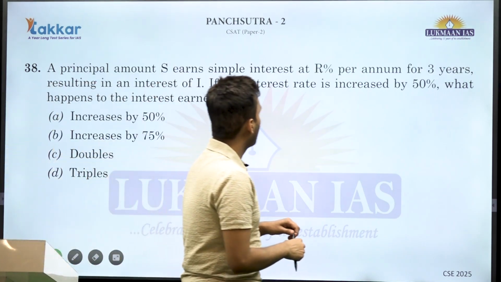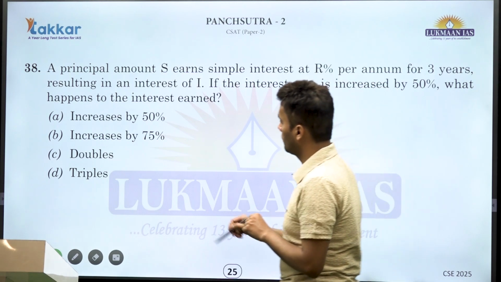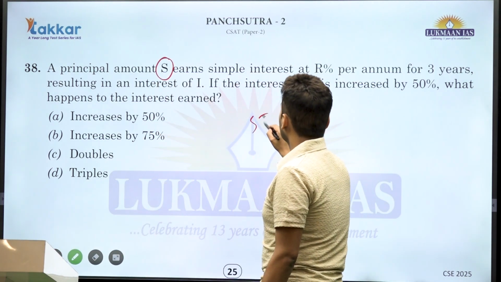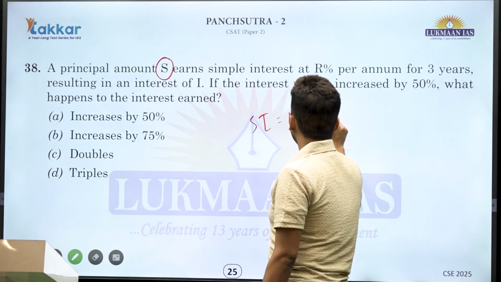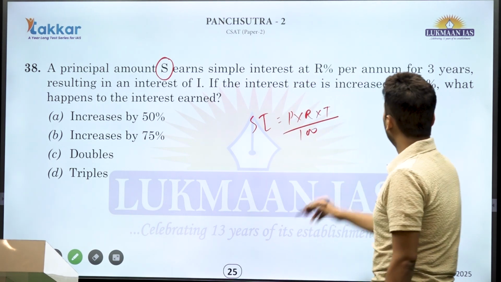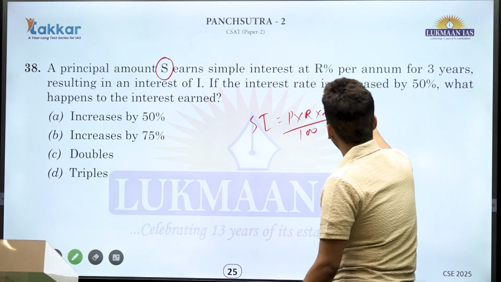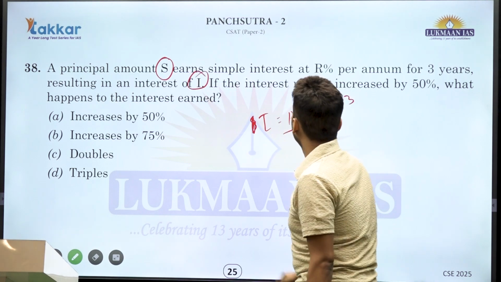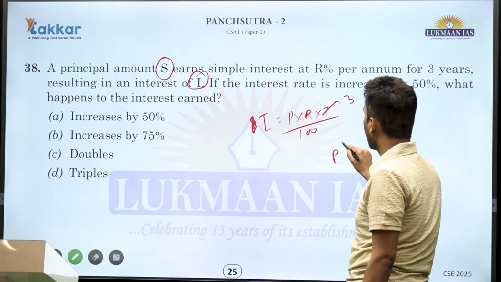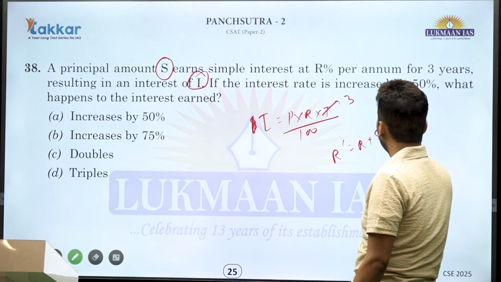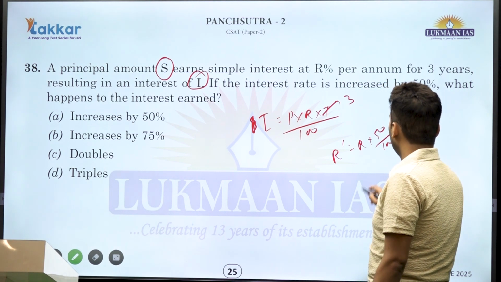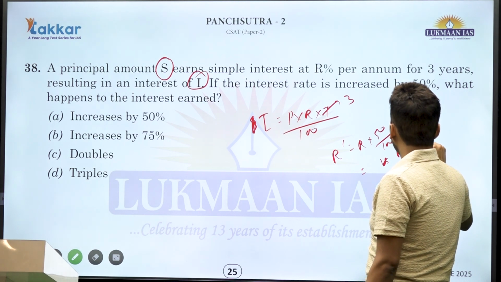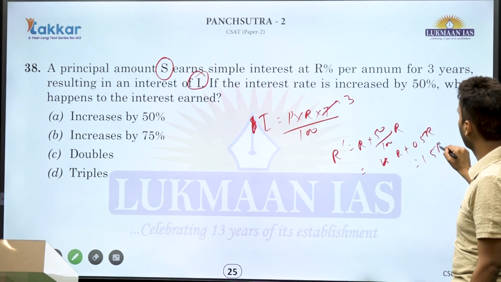A principal amount P is invested at simple interest R percent for 3 years. Simple interest formula is P into R into T by 100. Time is given as 3 years. Interest is I. If the interest rate is increased by 50%, so R dash is increased by 50 by 100 of the initial rate. This will become R plus 0.5R, that is 1.5R.